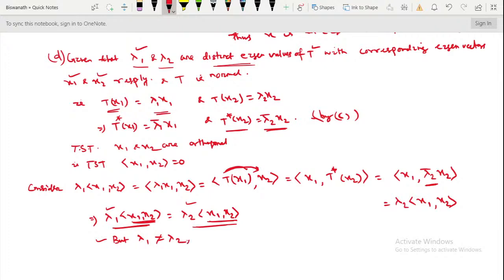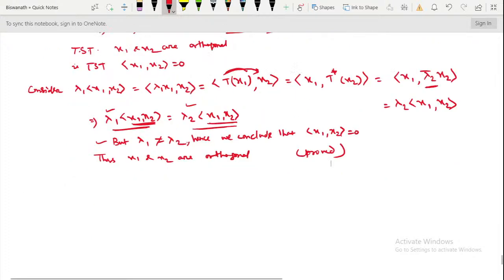But lambda 1 is not equal to lambda 2. Hence we conclude that the inner product of x1 with x2 is equal to 0. Thus x1 and x2 are orthogonal. Okay, so now the proof of this theorem is completed.